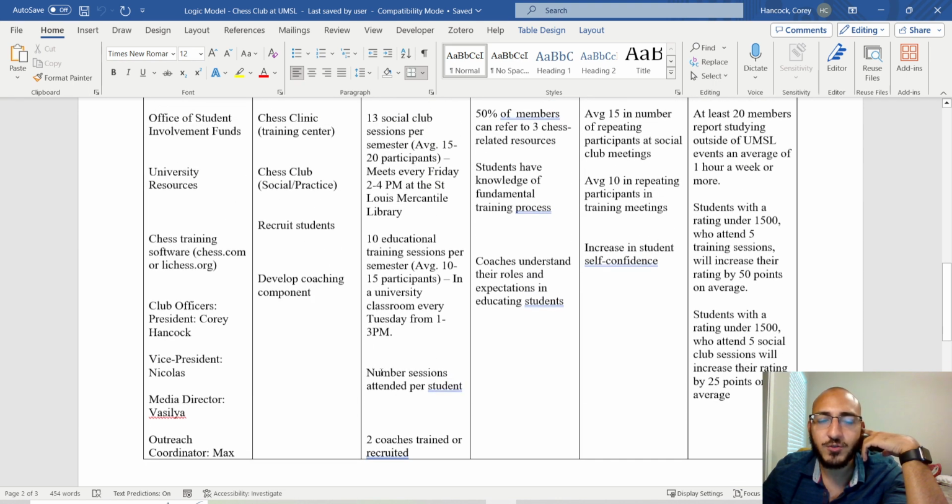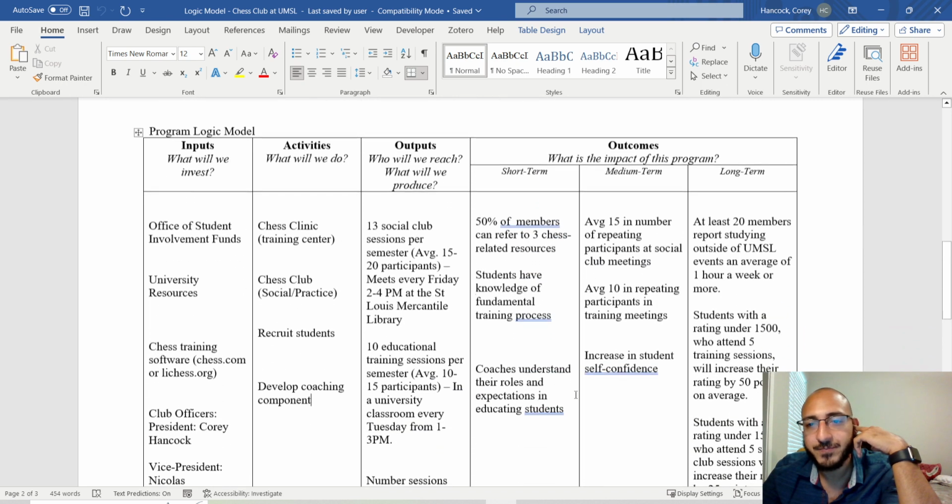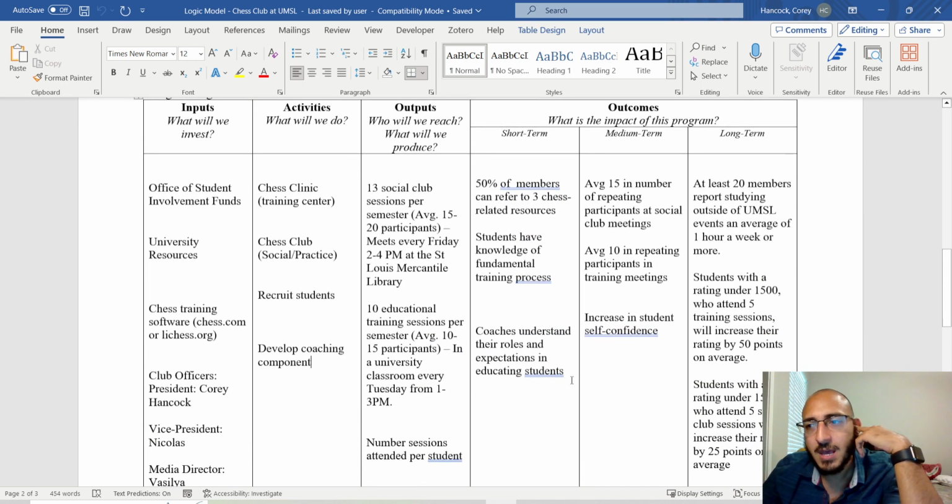So we're going to be trying to track the number of sessions students attend, how long they attend. Maybe, well, I don't know, maybe that's a little bit much. Maybe just the number of sessions they attend would be good. I don't really need to check in and out for each person. And then hopefully we'll have two coaches trained or recruited for coaching, which is interesting because we'll have to think more about this. But since the St.